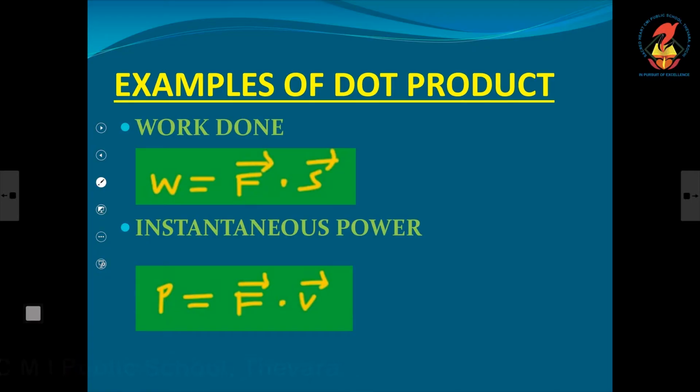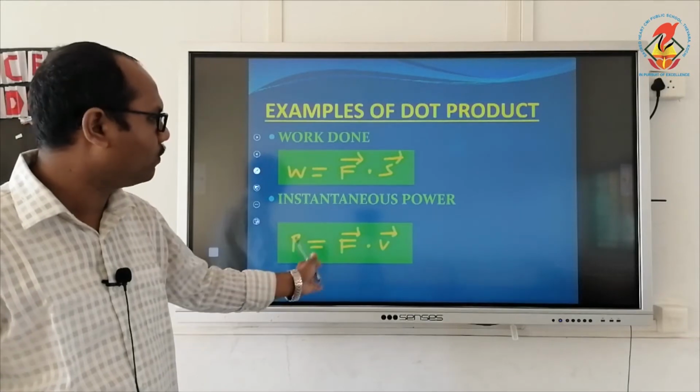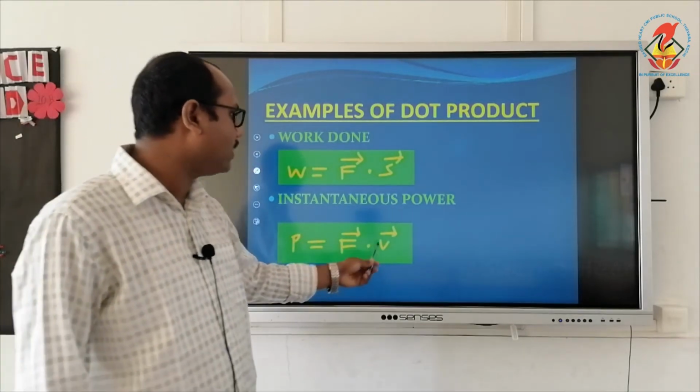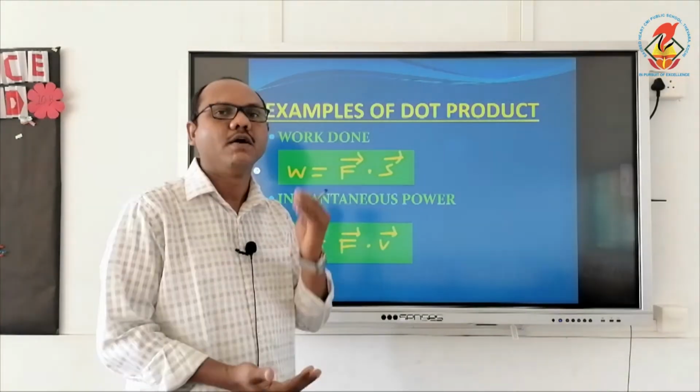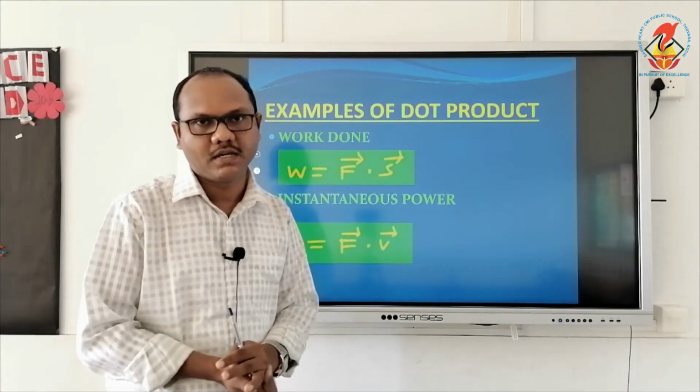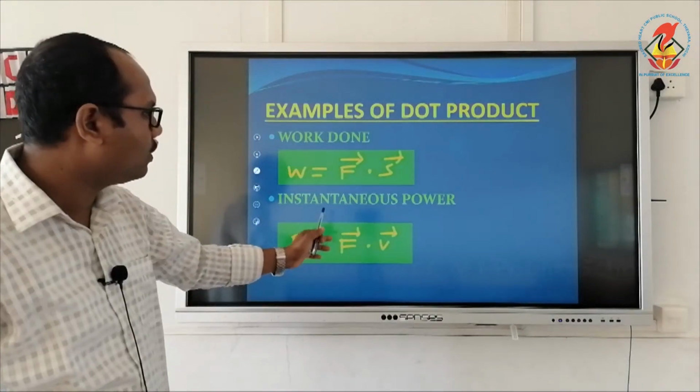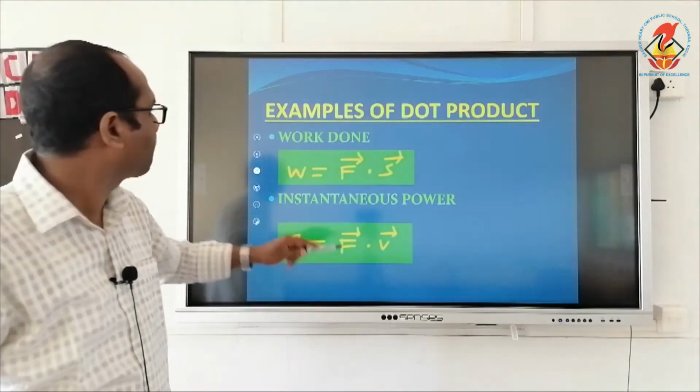Similarly, the next thing is instantaneous power. Instantaneous power can be written as P, P is equal to vector F dot vector V. It is the dot product of force and velocity. Force is a vector quantity, velocity is also a vector quantity, but power is a scalar quantity. So P is equal to vector F dot vector V.